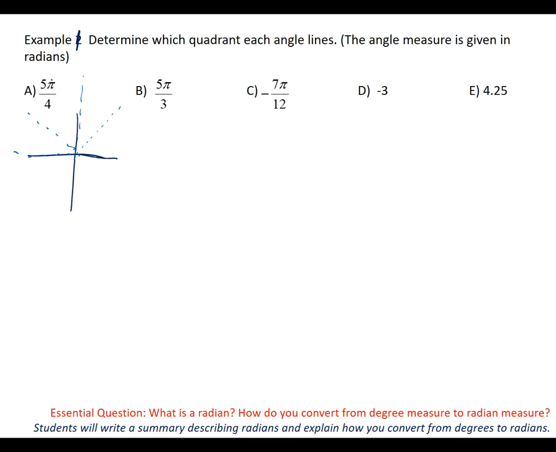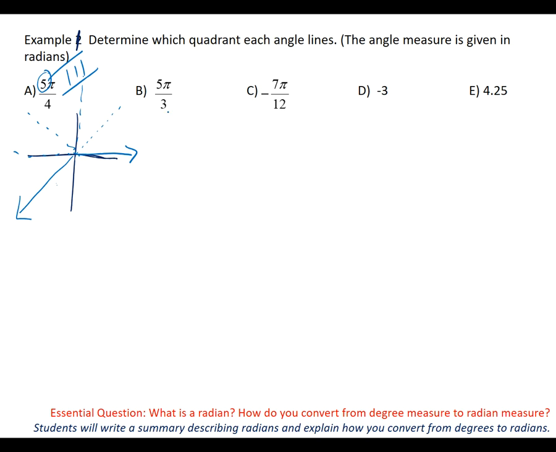And then how many wedges did I need to count? 5. So my 5th wedge would go right there. I should really draw my initial side. Now, just looking at that picture, all I have to do is determine which quadrant it lies in. So which quadrant did we land in? Quadrant 3, right?